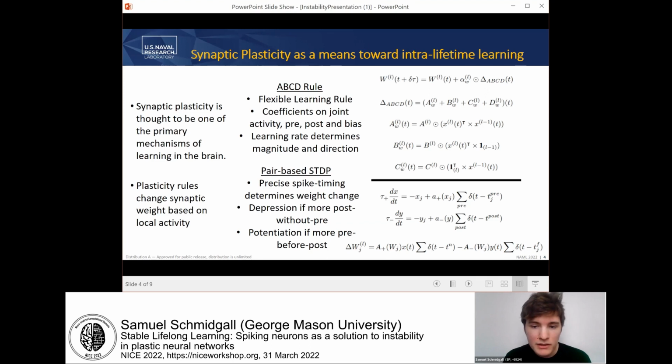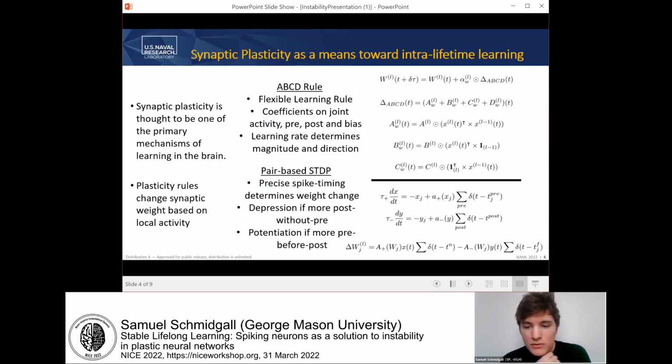Shown on the top right, the equations on the top right, is the ABCD plasticity rule. This plasticity rule is a more flexible Hebbian learning rule. This rule adds coefficients for the joint pre- and postsynaptic activity, as well as coefficients for the pre- and postsynaptic activity individually, along with a bias vector. Finally, the entire delta is scaled by a learning rate alpha, which determines the direction and magnitude of the computed update. These equations are for updating the synaptic weights directly, so what the gradient descent algorithm would be doing.